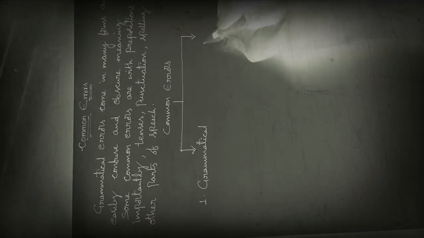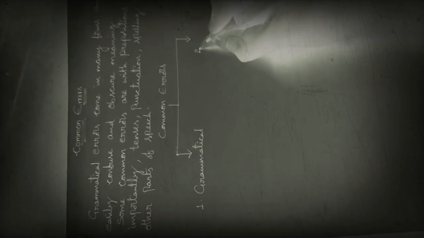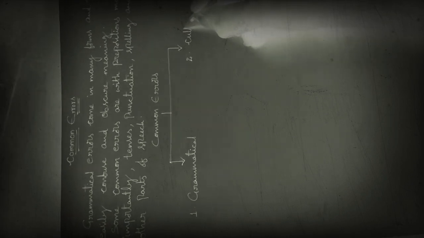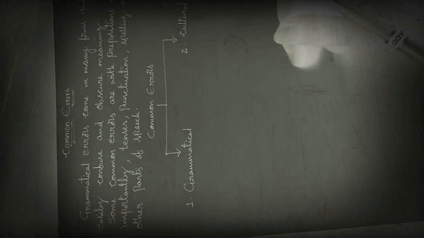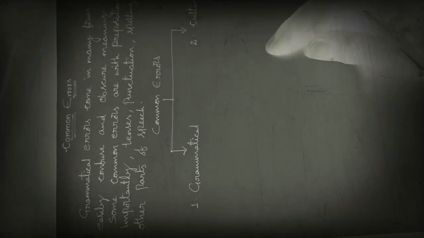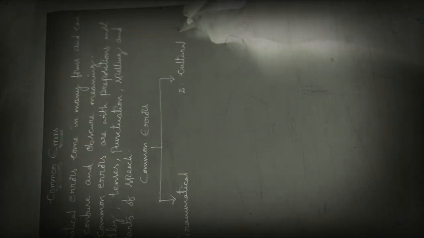First one, grammatical errors, and here in this part, cultural error. I will give you example here for grammatical and for cultural. What is the difference between these two? Okay, so here common errors will be divided into two parts, that is grammatical errors and cultural errors. See, I will write some sentences, examples.